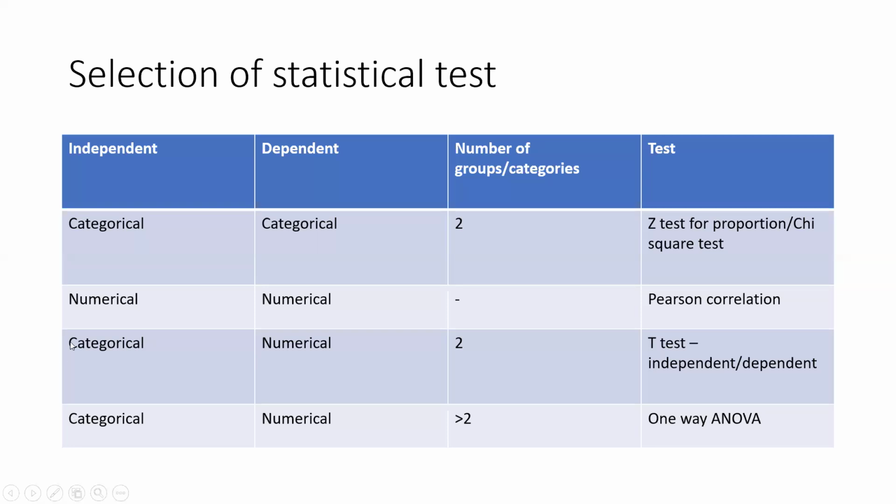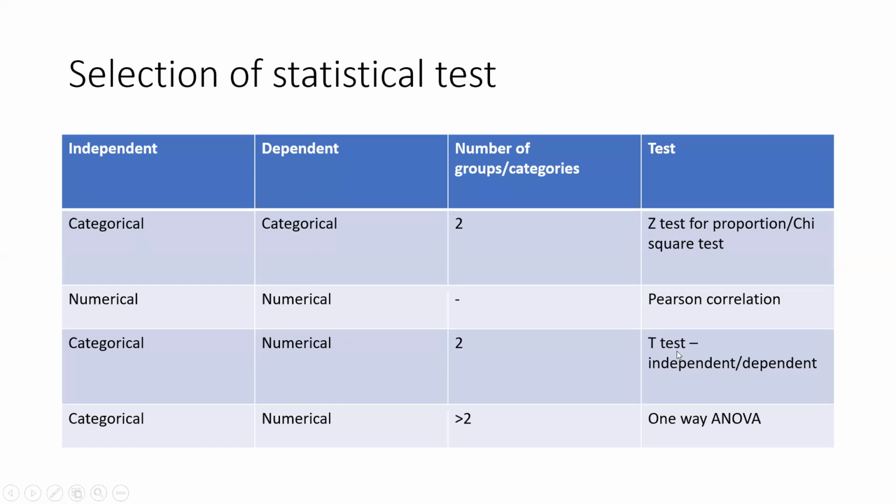The independent variable is male and female, and the numerical, dependent variable outcome is score. It is a numerical variable. If you are going to compare a categorical variable with a numerical variable, and if there are only two categories, that means male and female, we use the t-test. Categorical independent variable with a numerical variable: it is the t-test.